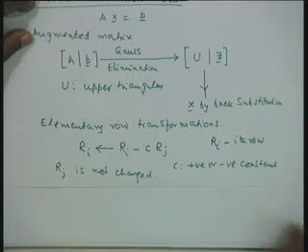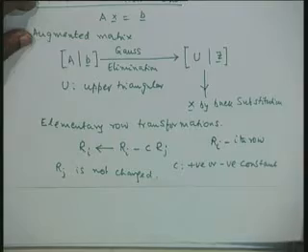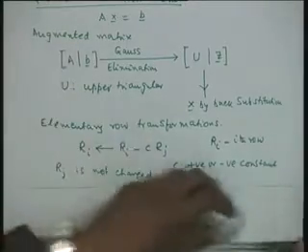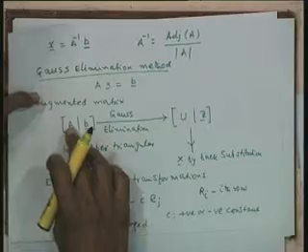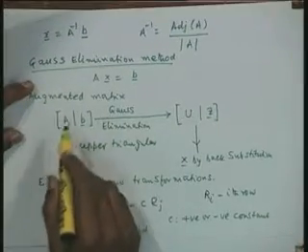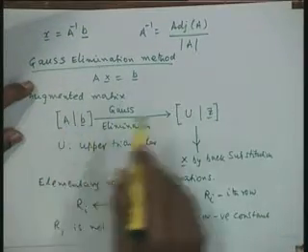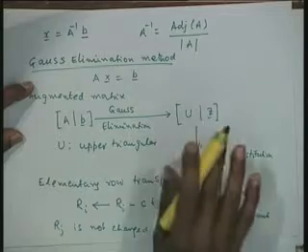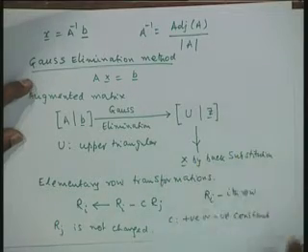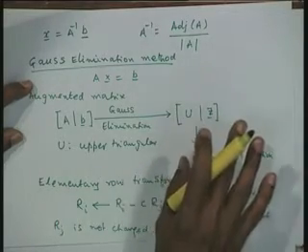Now, I would use this elementary transformation to reduce the augmented matrix A B to the new augmented matrix U and Z. The two systems are called equivalent. That means all the properties that the augmented matrix A B has, this augmented matrix also has, including the value of the determinant.